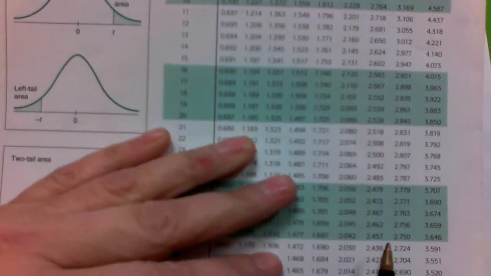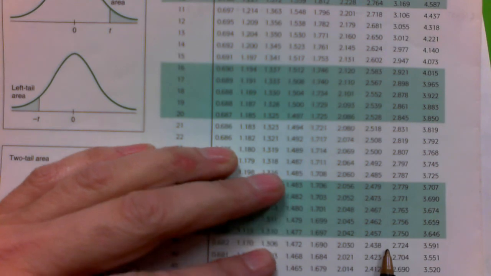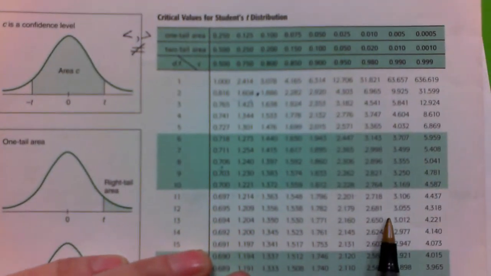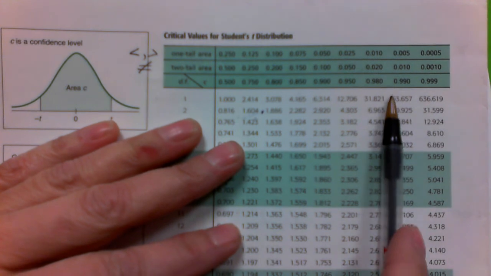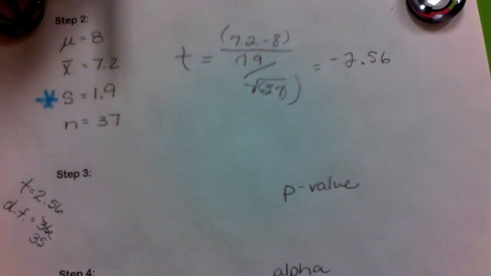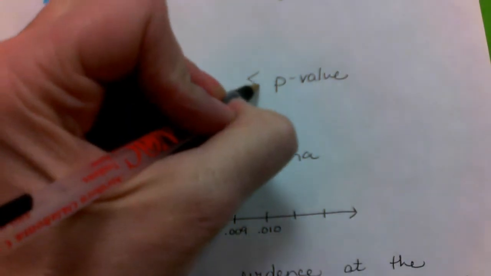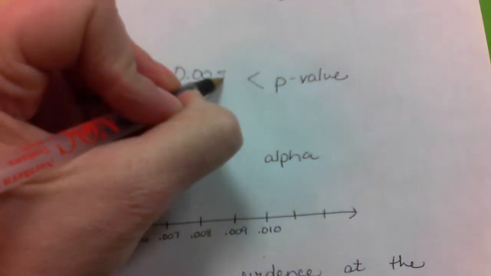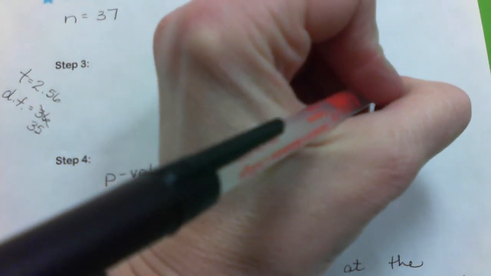And I am looking for 2.56. Oh, let me move that up. 2.56. There's 2.4 and 2.7. So it falls in between. 2.56 falls in between these. So I'm going to travel up, and we are doing a one-tail area, so that's at the very top, and I find 0.01 and 0.005. So it is between 0.005 and 0.01.